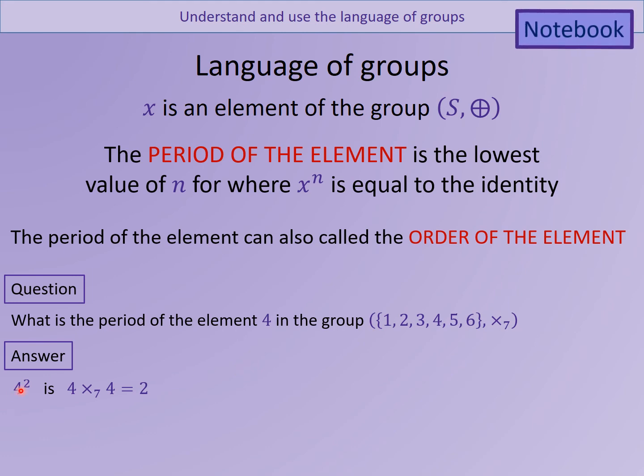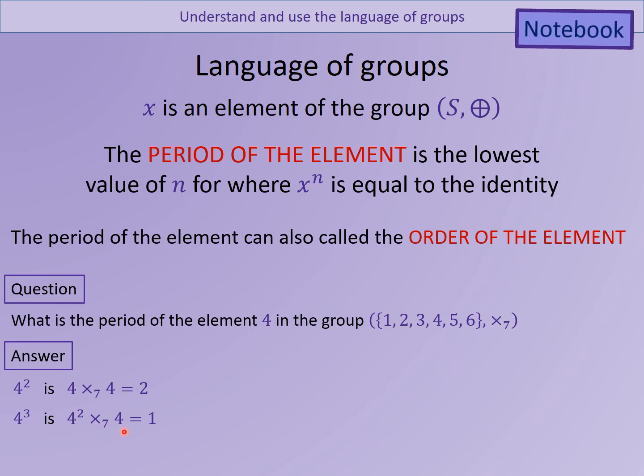So then I investigate x squared. So x squared is 4 times 4, which is 16, but under modulo 7, that goes back to 2. That's not the identity. I'm going to have to try the next one along. 4 to the power 3, so that's 4 squared, which was 2, times another 4, which is 8. So then that's going to go back to x to the power 7. That to me is the identity. All right, number 1 is the identity.